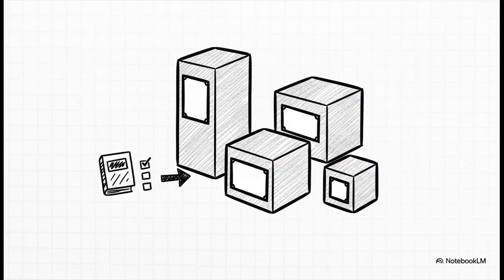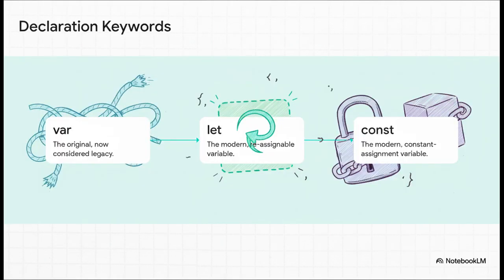The best way I've found to think about this is to imagine variables are just labeled boxes. Simple, right? You put information inside them. But the keywords we use to create these boxes, well, they set the rules for how those boxes behave, how big they are, if you can change what's inside, and where they're allowed to exist. JavaScript gives us three keywords to make these boxes. First, there's var. It's the original way, but it's now considered legacy code. Then you have the modern standards, let for variables whose values might need to change, and const for values that are meant to stay put.